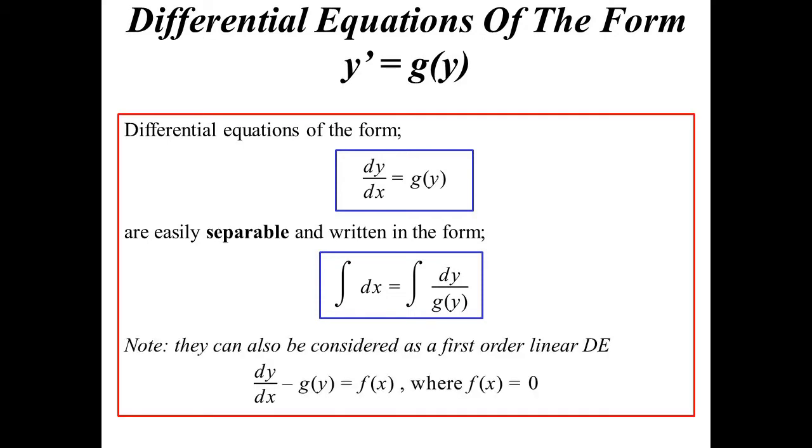By the way, you could also think of it as a first order linear, because I could rearrange that equation and end up with dy/dx minus g(y) is equal to a function of x. The function of x just happens to be 0. So you could consider it that way as well.